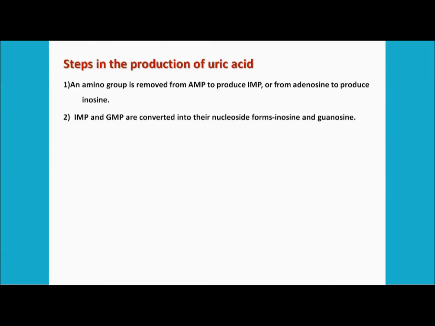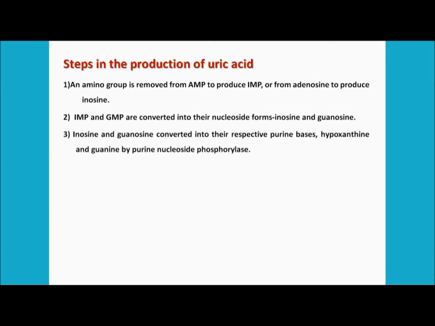In the second step, IMP and GMP are converted into their nucleoside forms, which are known as inosine or guanosine. In the third step, inosine and guanosine get converted into the respective purine bases, hypoxanthine and guanine, by the purine nucleoside phosphorylase. I am going to give you the details in the next slide. Adenosine is not degraded by this enzyme, so it has to be converted into inosine. I repeat, adenosine cannot be degraded by this enzyme, which is why it needs to be converted into inosine.